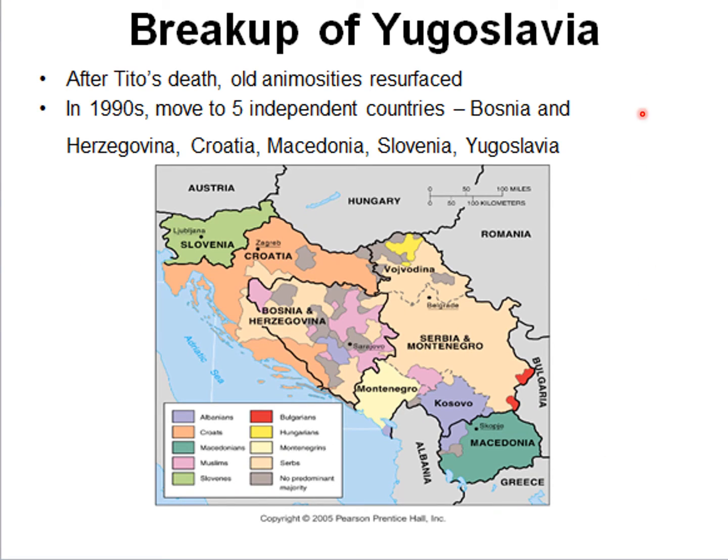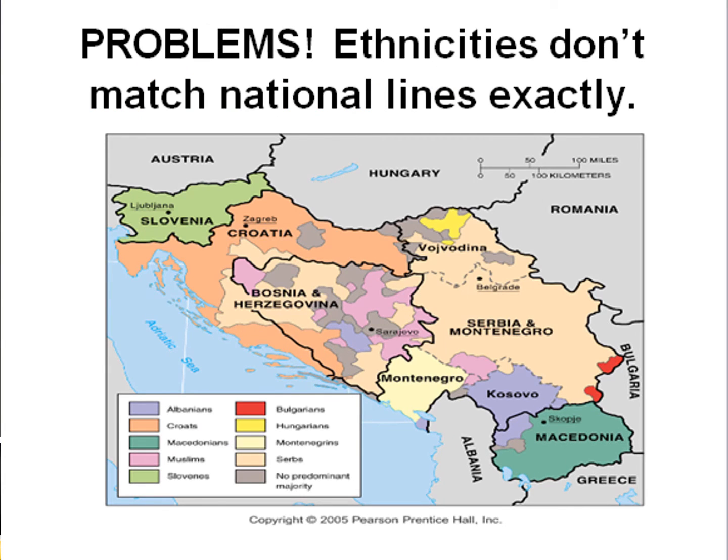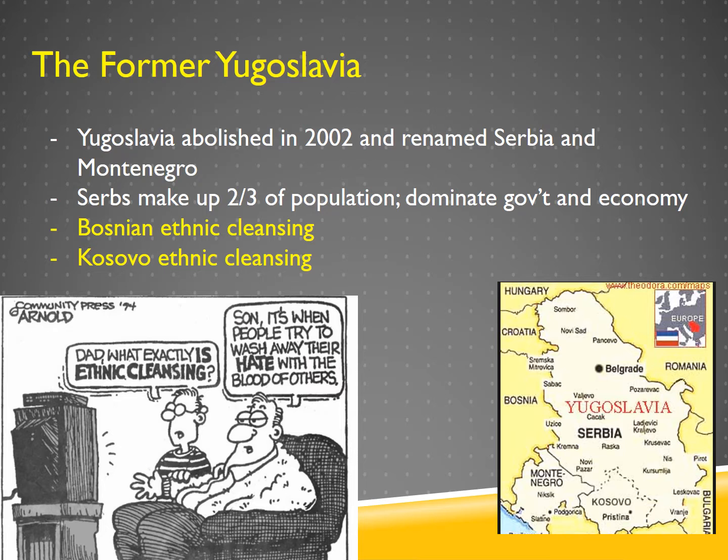So we have the breakup of Yugoslavia because of these many reasons. After Tito's death, old animosities resurfaced. And in the 1990s, there was a move to 5 independent countries: Bosnia and Herzegovina, Croatia, Macedonia, Slovenia, and Yugoslavia. However, there are problems because ethnicities don't match national lines exactly. So we have the former Yugoslavia. Yugoslavia was abolished in 2002 and renamed Serbia and Montenegro.